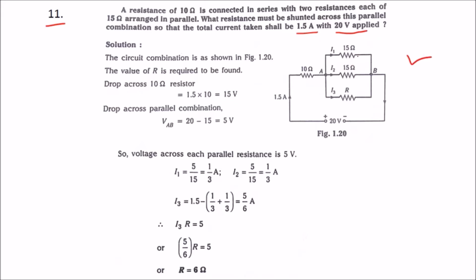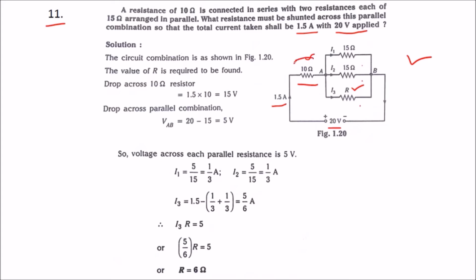As we can see here, three resistances are in parallel and this combination of three resistances is in series with another resistance of 10 ohms. They have given supply current, that is 1.5 amps, and supply voltage, that is 20 volts. So they are asking the value of R, that is the resistance which is parallel with these two resistances. We know that supply current is 1.5 amps and the resistance in series is 10 ohms. We know that the voltage across all the three resistances will be equal. So the supply voltage is 20 volts.